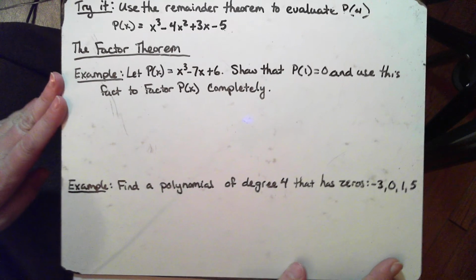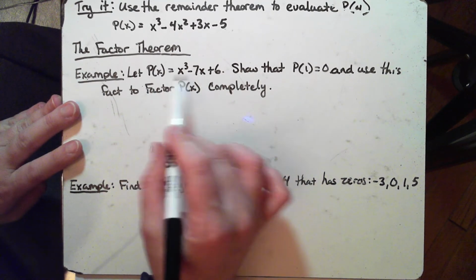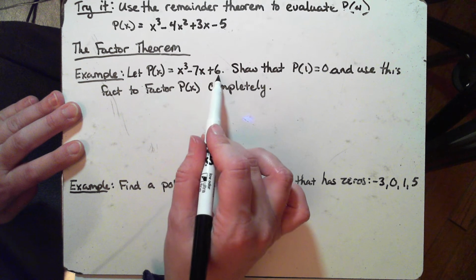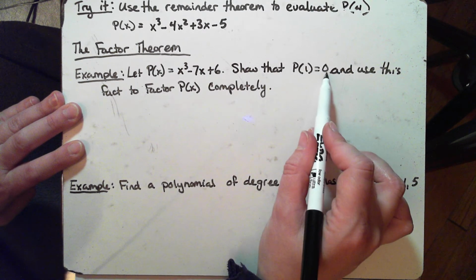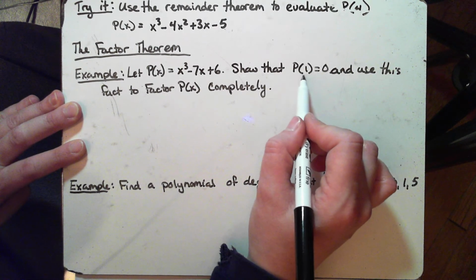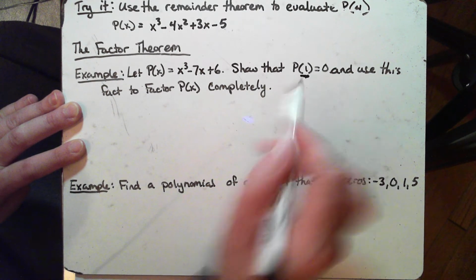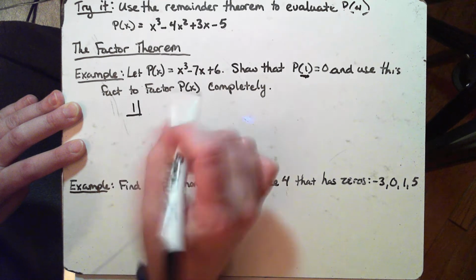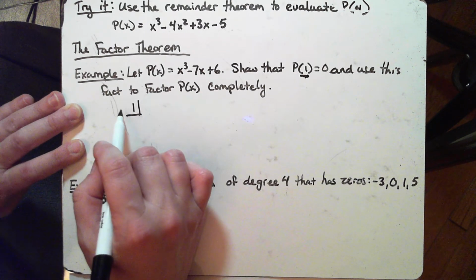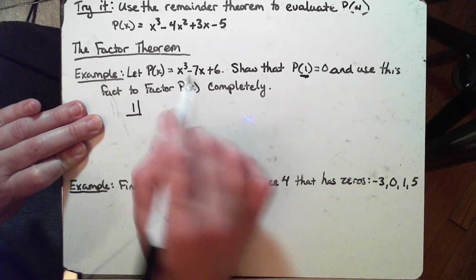Okay, so in my factor theorem, I have this. Let p of x equals x cubed minus 7x plus 6. Show that p of 1 is 0. So again, I'm going to apply my remainder theorem. So I'm going to take that 1, put it in the box. Notice I'm not changing the sign when I put it in the box. That's really important.